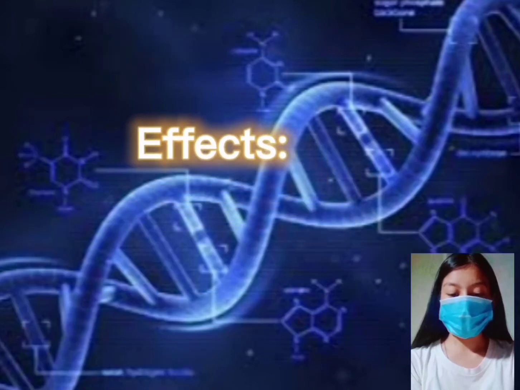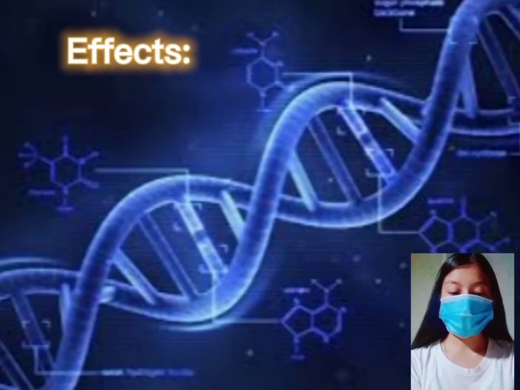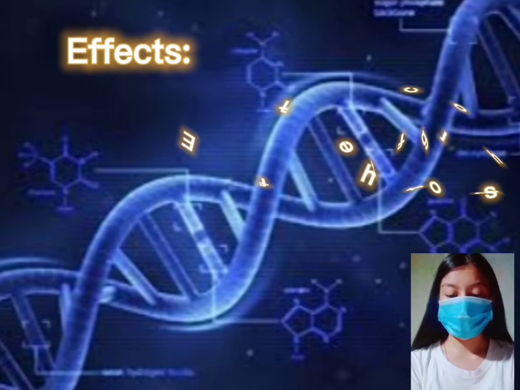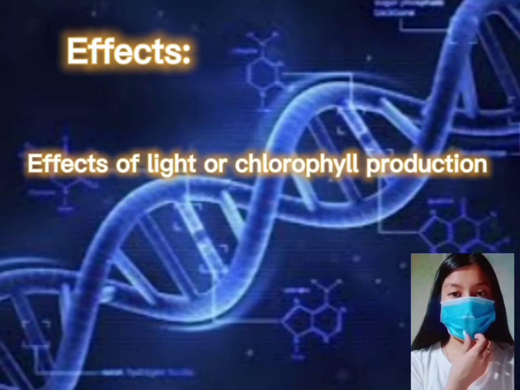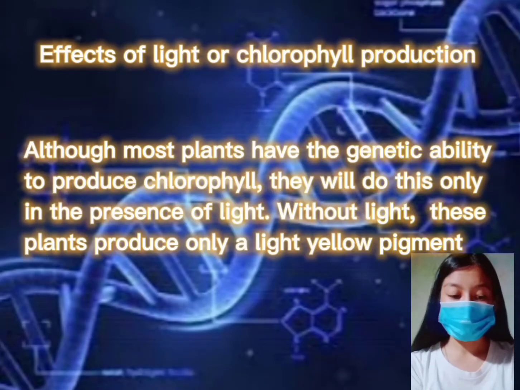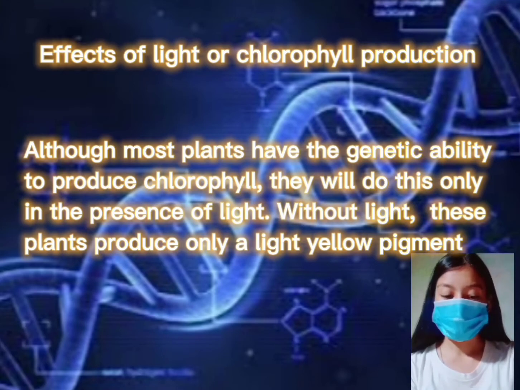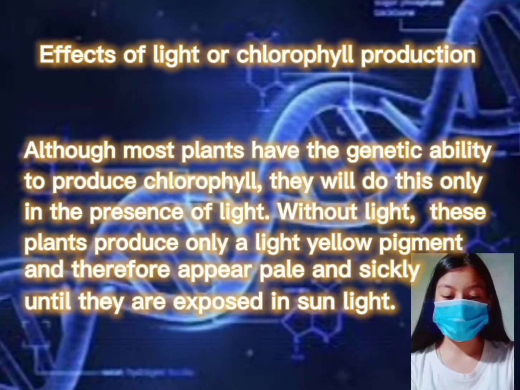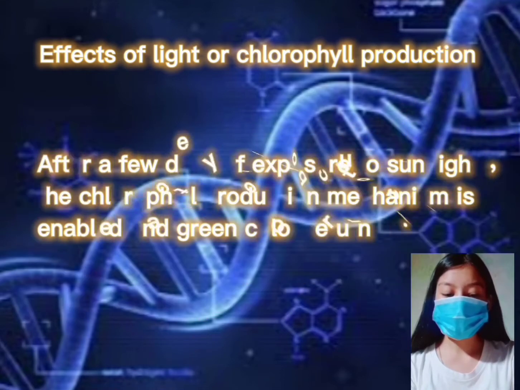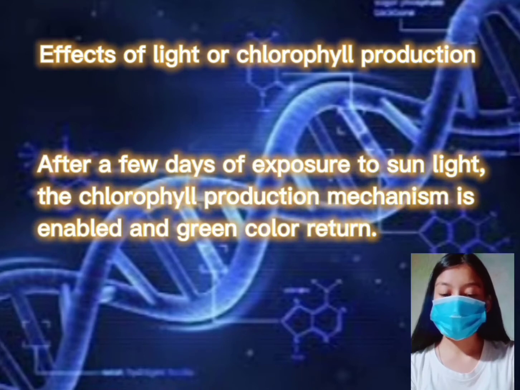Some examples of this effect are as follows. First is the effect of light on chlorophyll production. Although most plants have the genetic ability to produce chlorophyll, they will do this only in the presence of light. Without light, the plant produces only a light yellow pigment and is therefore pale and sickly until it is exposed to sunlight. After a few days of exposure to sunlight, the chlorophyll production mechanism is enabled and the green color will return.